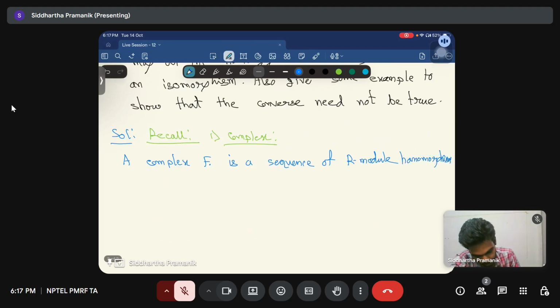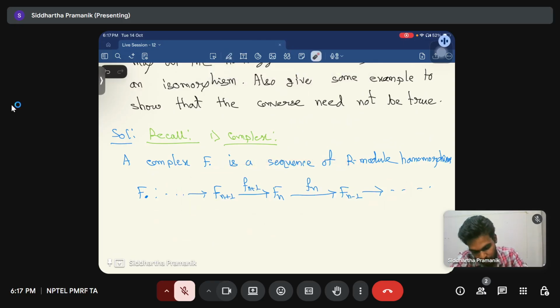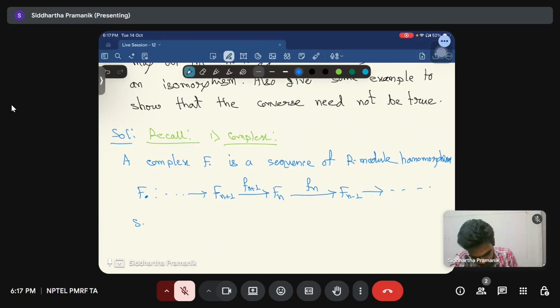So how to write it? So our complex is basically denoted by f dot, and this is the n plus 1th module of the complex, this is the nth module, this is the n minus 1th module, and so on. It will go like this. This is the n plus 1th map, this is the nth map. So it is basically a sequence of R module homomorphisms such that fn composed with fn plus 1 is equal to 0 for all n belongs to Z.